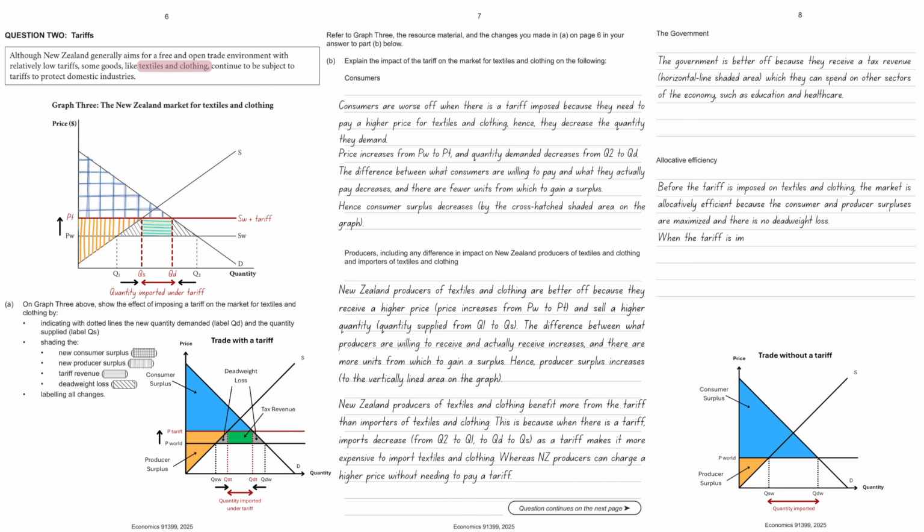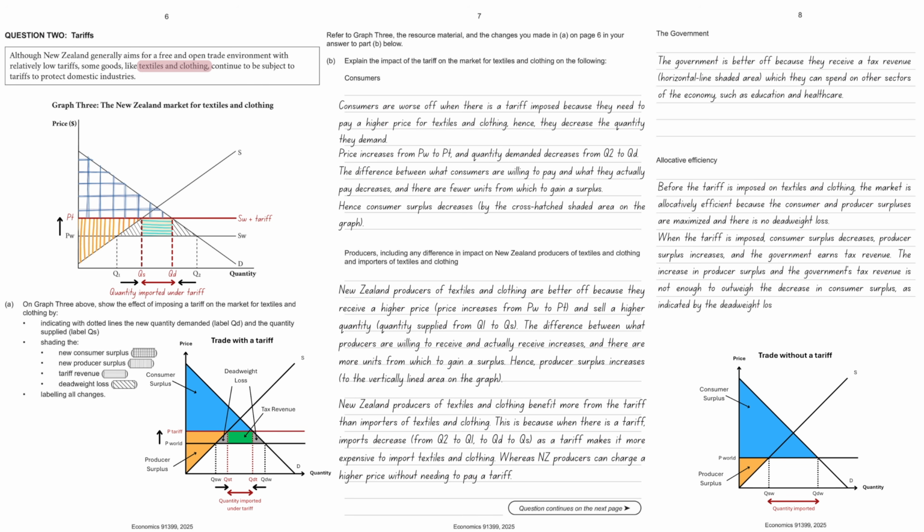When the tariff is imposed, though, consumer surplus decreases and producer surplus increases, and the government earns a tax revenue. But that increase in producer surplus and the government's tax revenue is not actually enough to outweigh the decrease in consumer surplus, as indicated by the deadweight loss shaded with diagonal lines on the graph. So that's what we were saying before. The decrease in consumer surplus is so big that the increase in producer surplus and the government's revenue is not enough to offset that decrease. Hence why there's those two little deadweight loss sections.